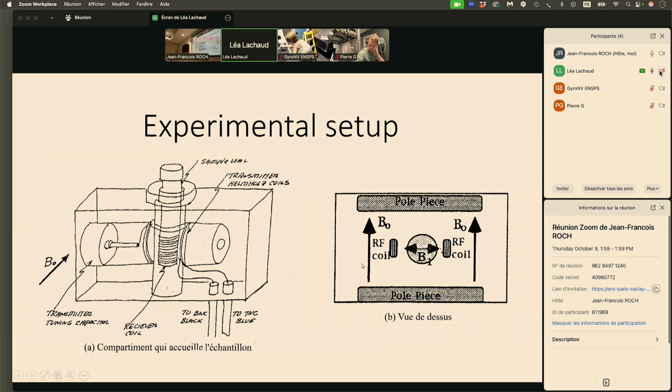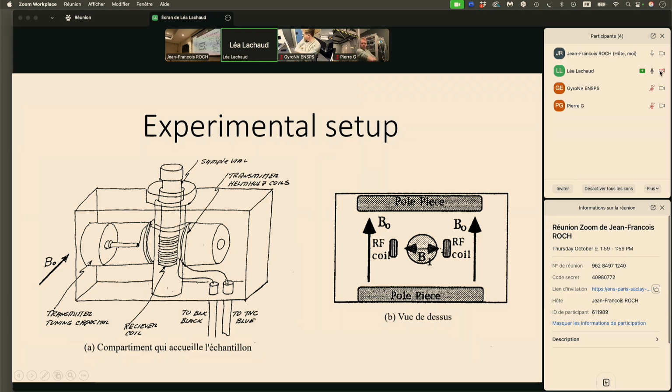Right? So here you have another view from the side, from the top, sorry. Here the two magnet pole pieces that generate the static field. Here the place where you can introduce the sample, and here the exciting coils on the side generating the oscillating B1 RF magnetic field, right? And the detection coils, which are below, that you can't see from the side. Okay, so I hope the setup is quite clear.